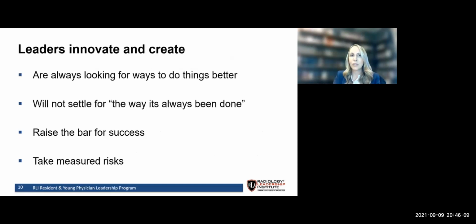So that leads me to principle number 3. Leaders innovate and create. The value here is that leaders are meant to be disruptive to the status quo. That's where the good stuff happens. Leaders are always looking for ways to do things better, and they will not settle for the way it's always been done. They will raise the bar for success and take measured risk.